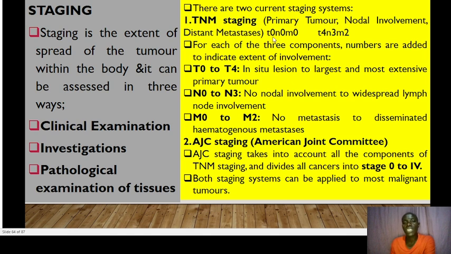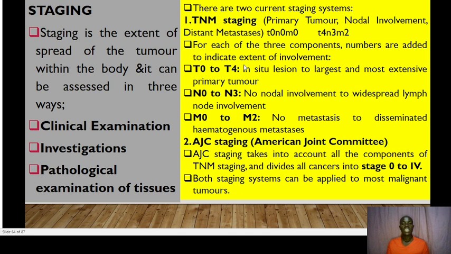So it ranges from T0, N0, M0 to T4, N3, M2. For each of these components, the numbers are added to indicate the extent of involvement. T1 to T4 will range from the in situ lesions to the largest and more extensive primary tumor. Here it's ranging from no nodal involvement, N0, to widespread lymph node involvement, N3. We also have no metastasis to disseminated hematogenous metastasis, so M0 to M2.